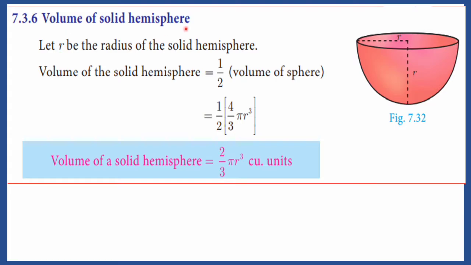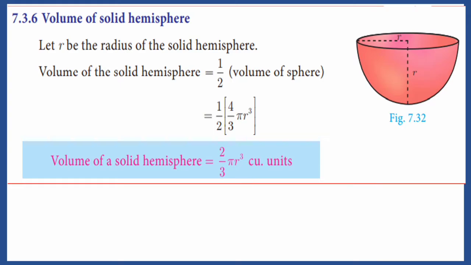Volume of solid hemisphere. Let r be the radius of the solid hemisphere. Then volume of hemisphere equal to half of volume of the sphere. So 4 by 3 pi r cube divided by 2, we get 2 by 3 pi r cube. Half of 4 is 2. We can easily remember this formula. Volume of a solid hemisphere equal to 2 by 3 pi r cube cubic units and volume of a sphere equal to 4 by 3 pi r cube cubic units.